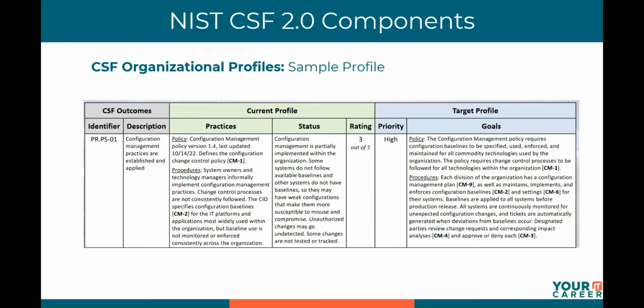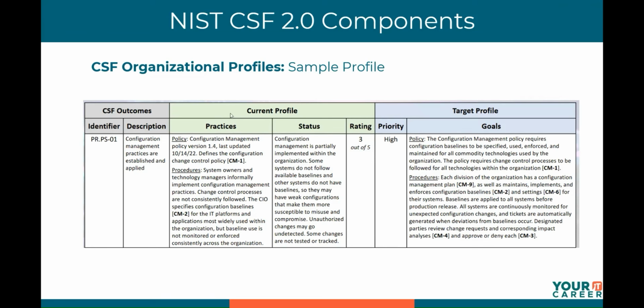So let's look at an example here. And I rushed through those definitions because I know sometimes they are theoretical. I wanted to kind of get to the actual example here. So on the screen, right, this is a simplified example of the outcome that's desired, right? They want configuration management practices that are established and applied. Very specific. So it's about our configuration management practices.